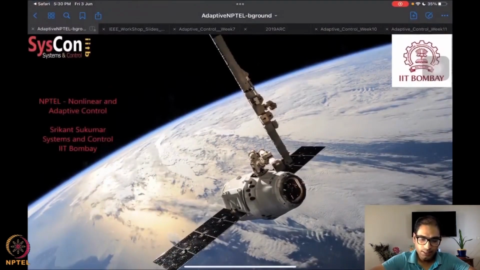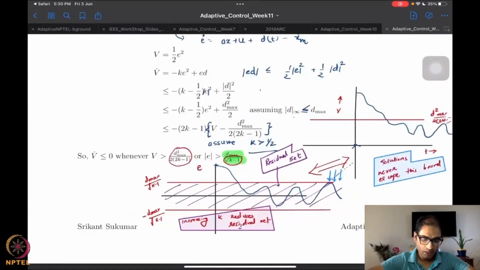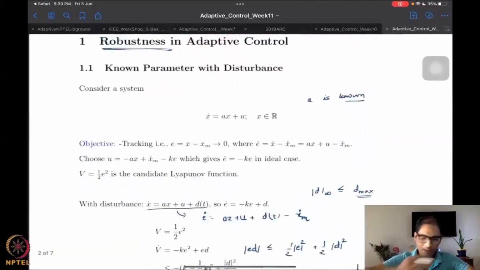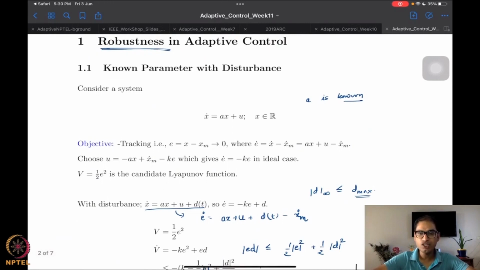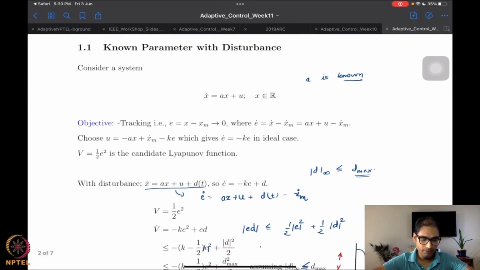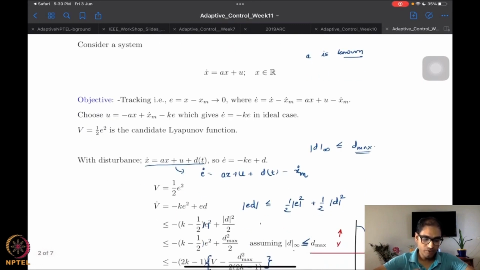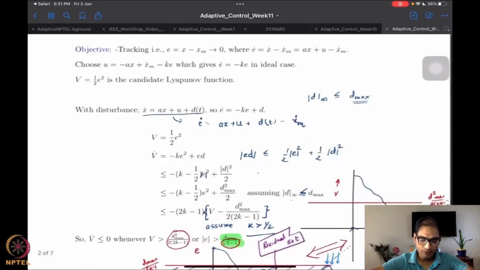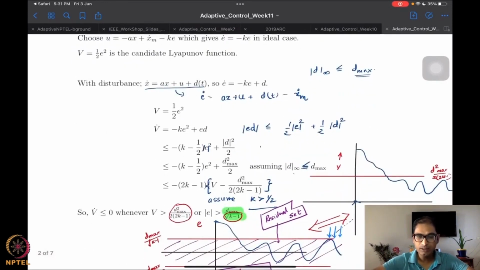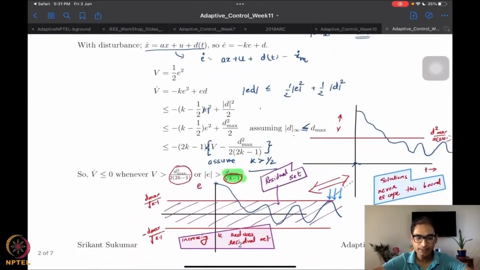So, what we have seen until now is that if you have a very simple system in this case, but in general, if you have a strict Lyapunov function for a system, that is a system with V, for which V dot turns out to be negative definite in the absence of any kind of disturbance, then we can actually show that in the presence of disturbance also we have rather nice performance. And what is this nice performance? How do we specifically quantify this nice performance?